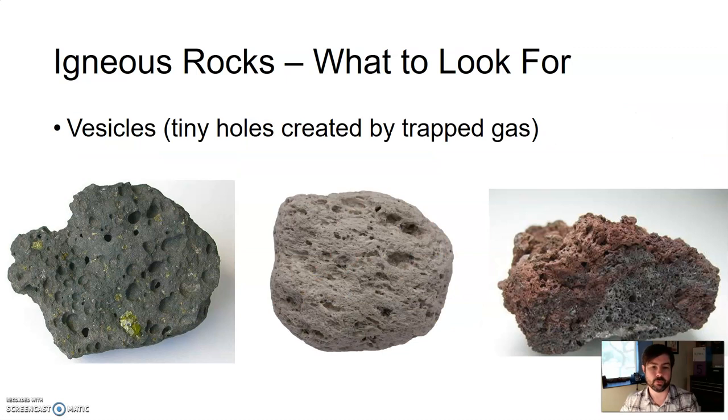So we're looking for crystals. Another good indication of igneous rocks are vesicles, these little air pockets, tiny little holes created by trapped gas. And we typically only see that in igneous rocks. So that can inform us some materials maybe exploded, shot out of a volcano. That would indicate a large eruption.